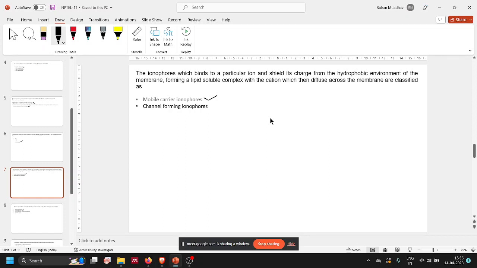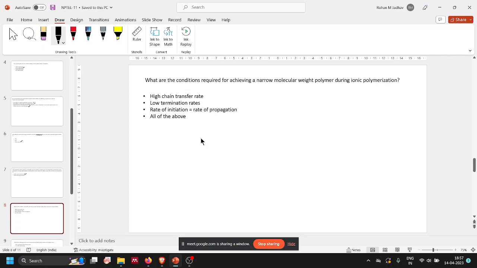Whereas the channel forming ionophores introduce hydrophilic cores into the membrane, allowing specific cations to pass through without coming into contact with the interior of the membrane. So in that case, lipid soluble complexes are not made. That's why mobile carrier ionophores are the ones responsible for formation of lipid soluble complexes which rapidly diffuse across the membranes.